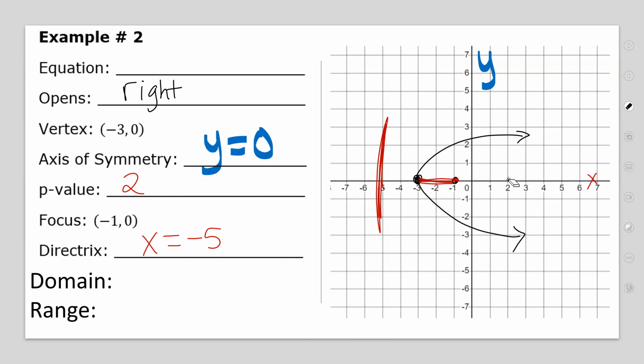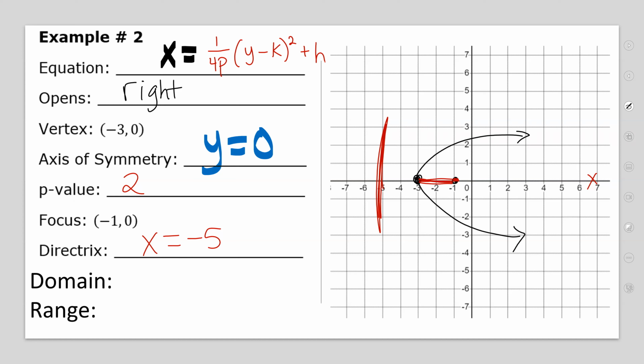All right. Next part is just the equation. All right, so I'm going to write the equation for it. It's facing the right. So in your notes, they have it like this. X equals 1/4p times y minus k squared plus h. That is the equation in your notes.